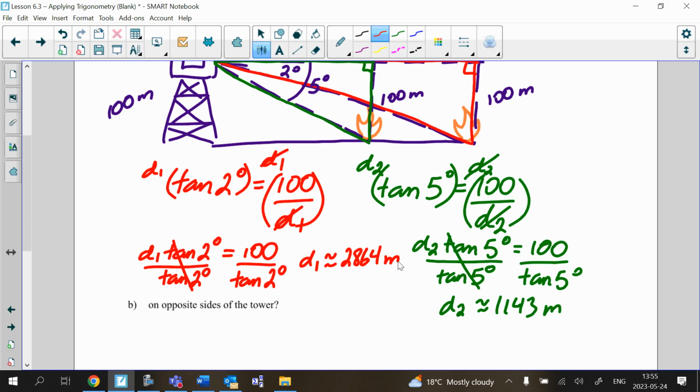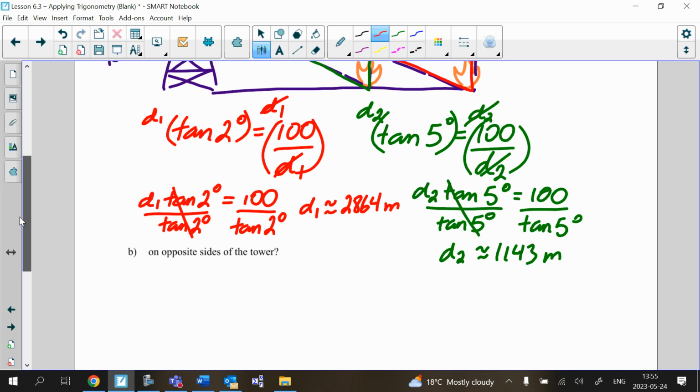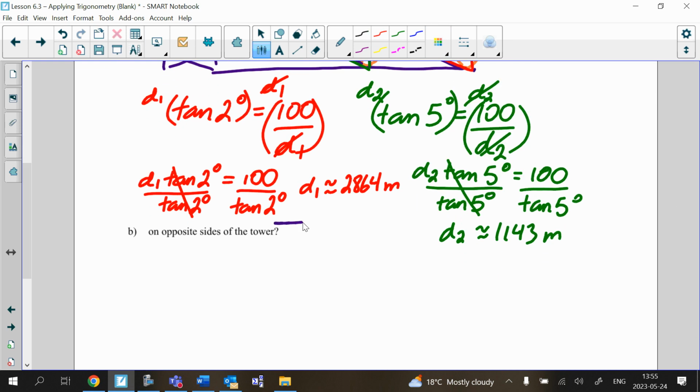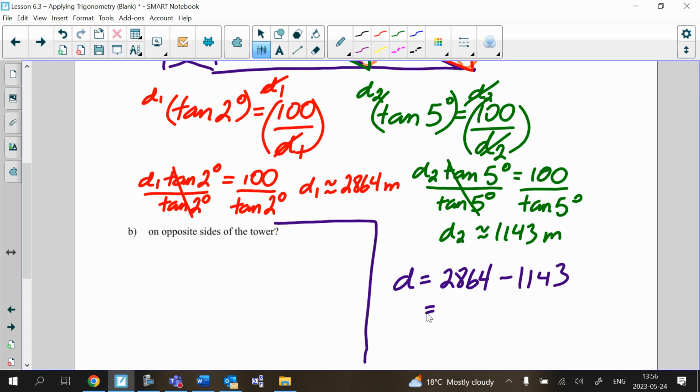So what's the distance between the two? Just subtract. I'm just going to block this off here. To find the distance, I just have to do the distance out to the furthest fire minus the distance out to the closest fire. And that will give me my final answer of 1,721 meters. Finally, we got there.